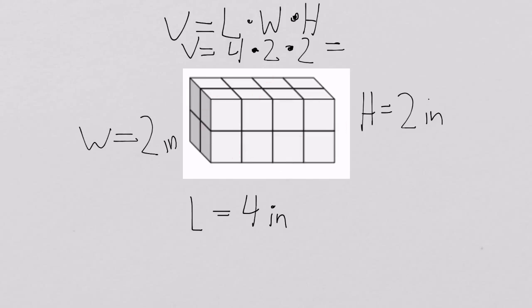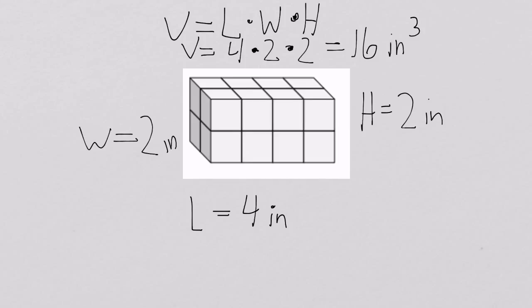So 4 times 2 is 8, 8 times 2 is 16. So our volume is 16, and since each of our dimensions is measured in inches, we would say that it is 16 inches cubed. We have to use that exponent, otherwise we're not labeling our volume properly. 16 inches cubed, or 16 cubic inches.